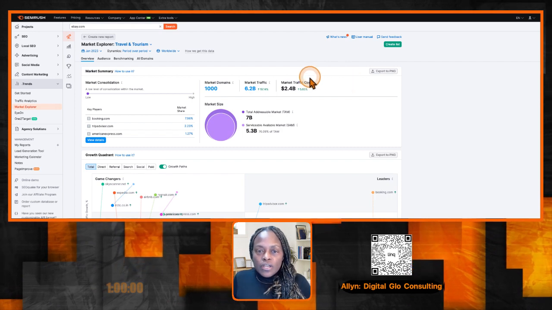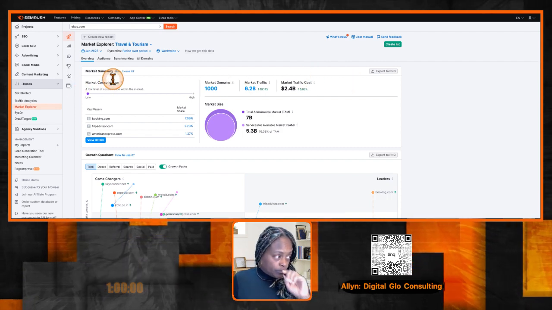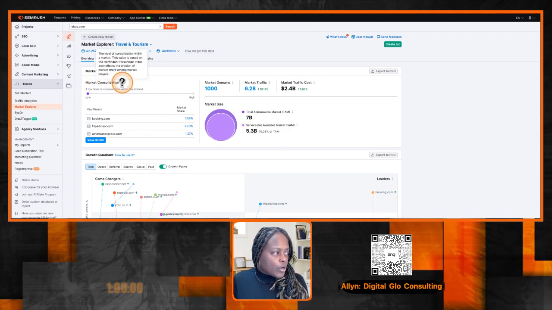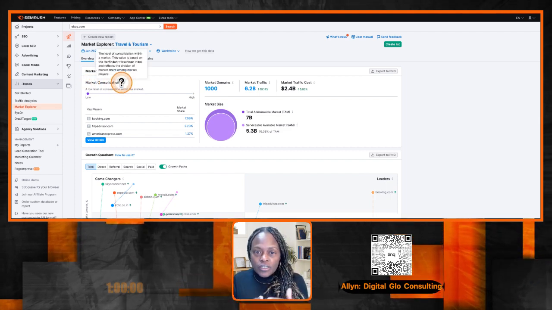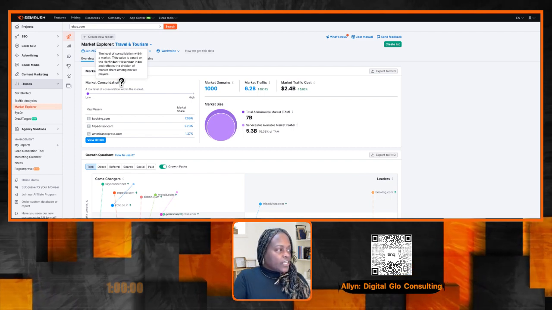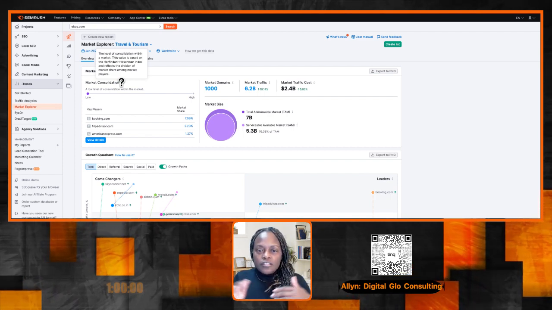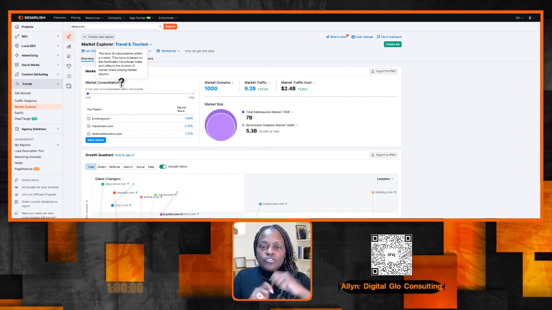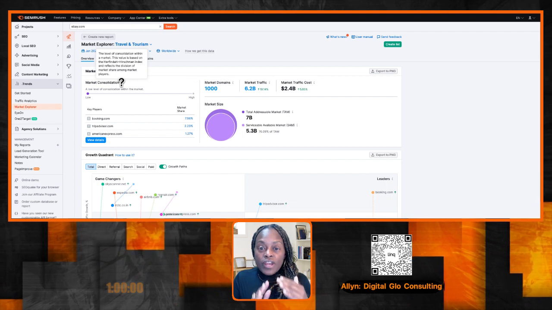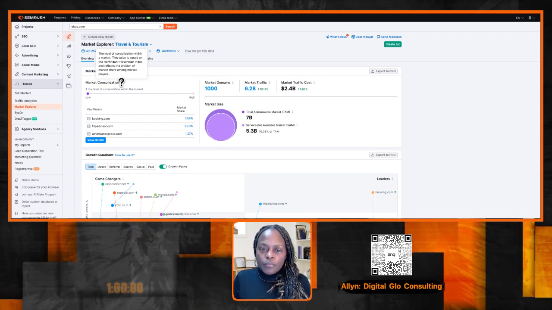Okay, so now what comes up is an overview. It says market consolidation. When you first click on this, it tells you the level of consolidation within the market. So this basically just tells you how the traffic is, who's receiving the traffic, and what percentage of the traffic they're receiving for this particular market.